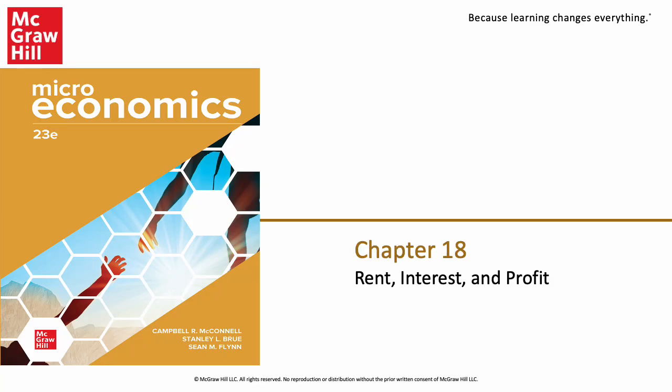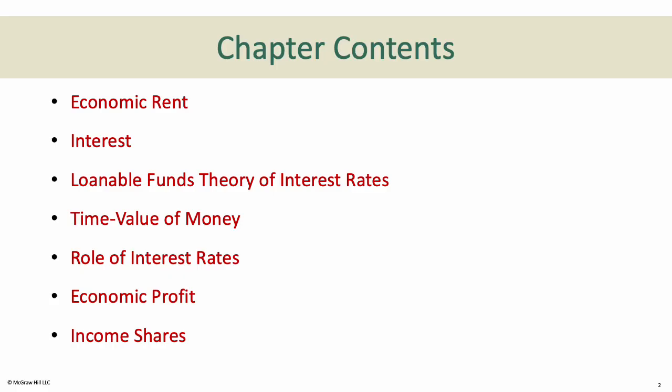Hello class, and this is going to bring us to our final chapter for our course, Chapter 18, focusing on rent, interest, and profit. And we're going to look at how rent is determined and how it factors into interest as well as profits to be made. So we're going to look at what is known as economic rent, interest, the loanable funds theory of interest rates, time value of money, role of interest rates, economic profit, and income shares.